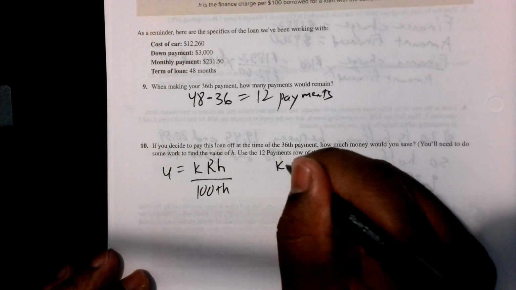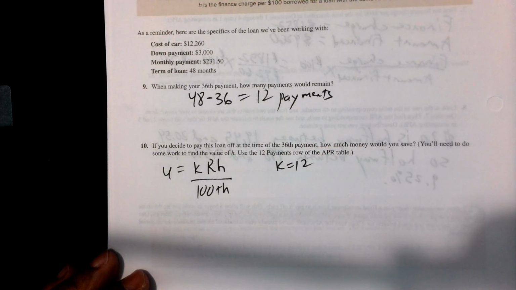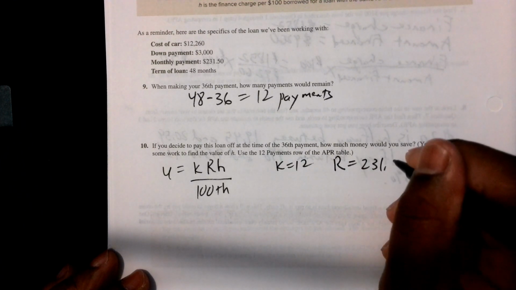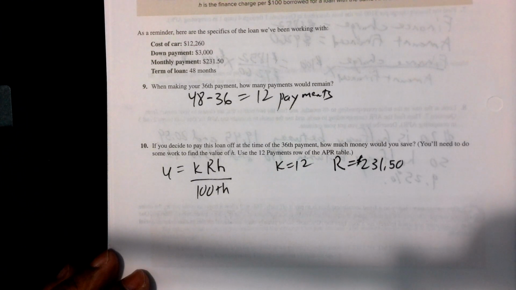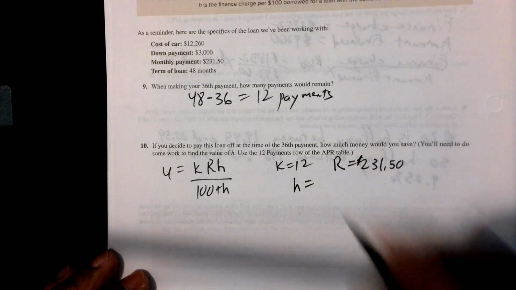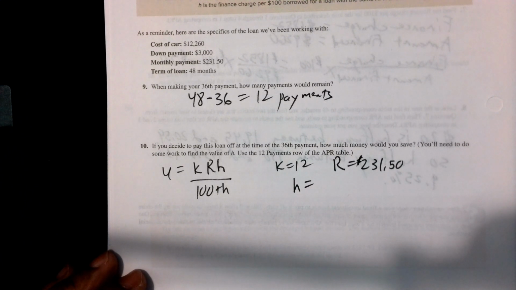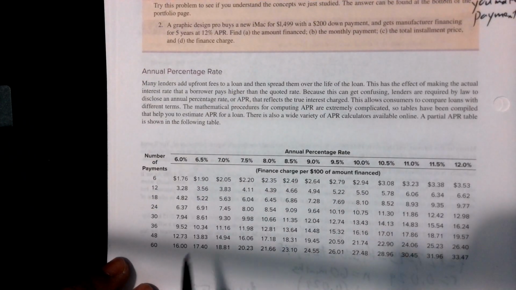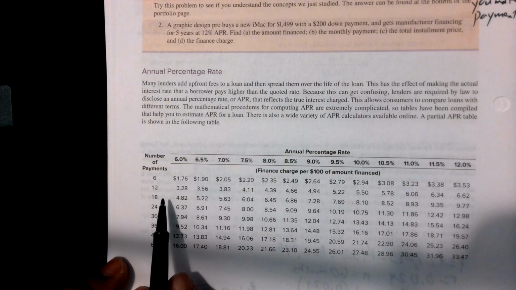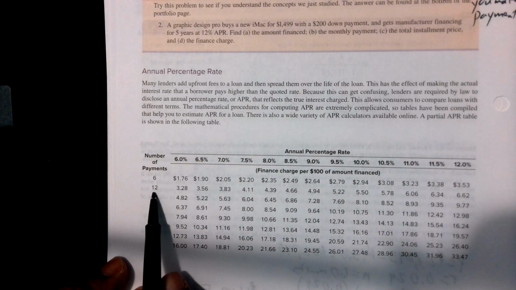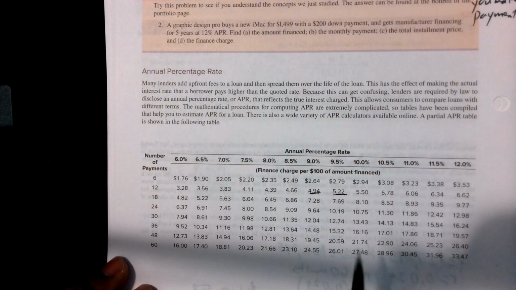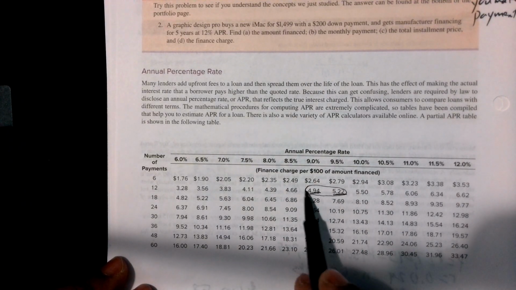Now, K, we know is 12 because there's only 12 payments left. We have R, which is our monthly payment, which is $231.50. And then last but not least, we have our H. Now again, we need to look back at our table to determine H. If we look back at our table, we would go to 12 months because remember, we paid in a 36 month. So then we would go to the 12-month mark because that's how much was left. So we would go in between the 9 and the 9.5, which would be 4.94 and 5.22.